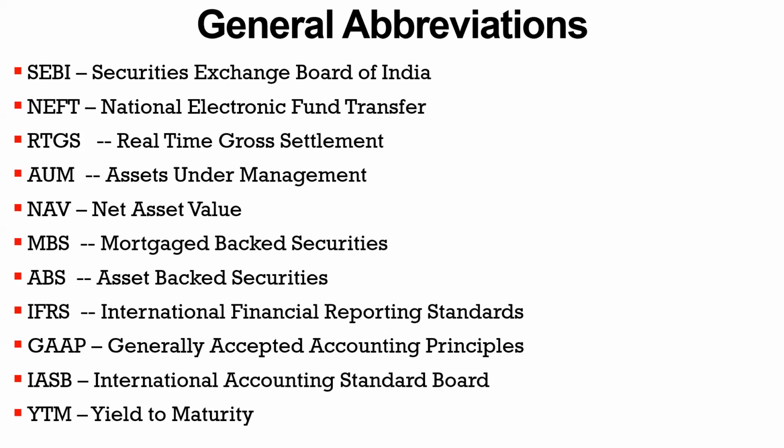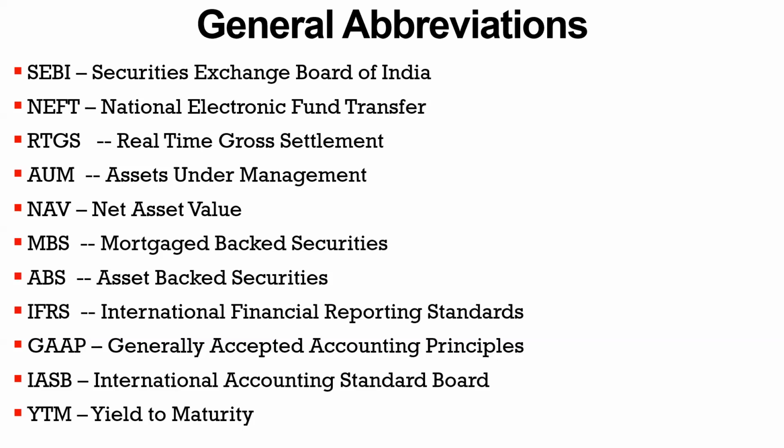What is the difference between NEFT and RTGS? RTGS is real-time gross settlement. When I make a payment, it will be processed by the system immediately, and immediately it will go to the other bank. But there is a limit: for RTGS it should be a minimum of 2 lakh rupees. NEFT, National Electronic Fund Transfer, goes in batches of every 1 hour, half an hour, 2 hours, whatever batches are decided by RBI. So that is the difference between NEFT and RTGS.